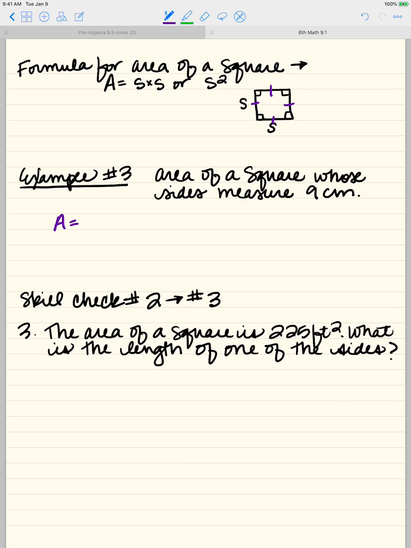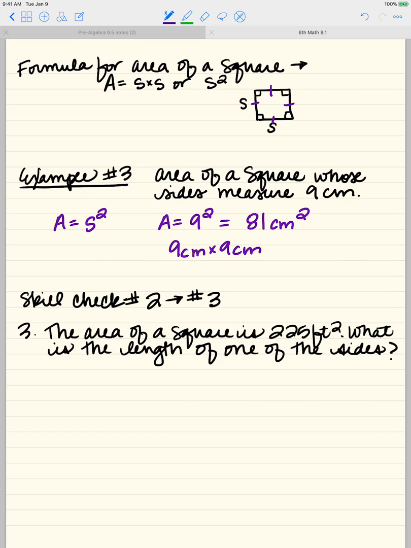Example number 3, find the area of a square whose sides measure 9 centimeters. Area is equal to S squared is the formula that we're going to be using. And so we plug in 9 for S. A is equal to 9 times 9, or 9 squared, which is 81. And because we are multiplying 9 cm times 9 cm, we get centimeter times centimeter again, which gives us 81 centimeters squared. So our units again for area stay consistent. They are square units.